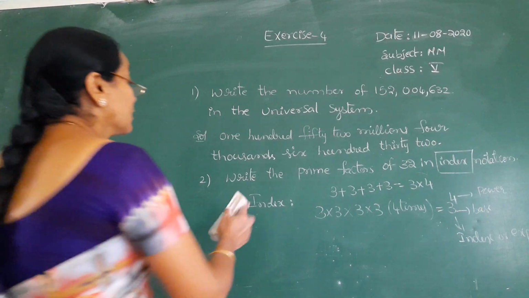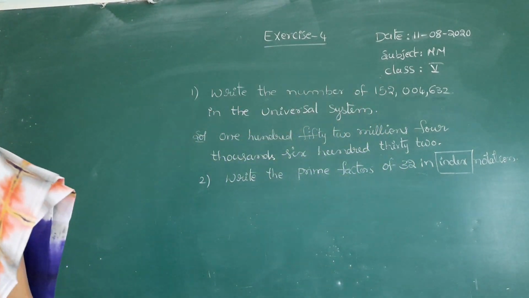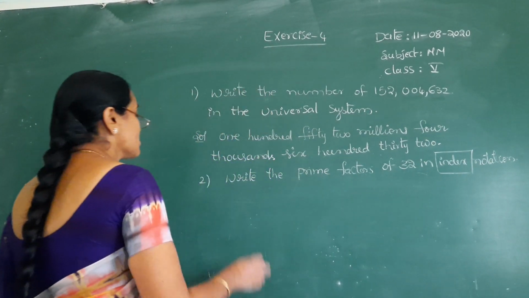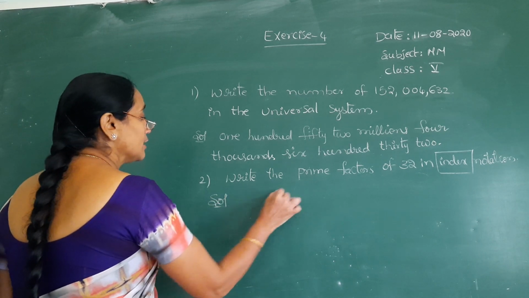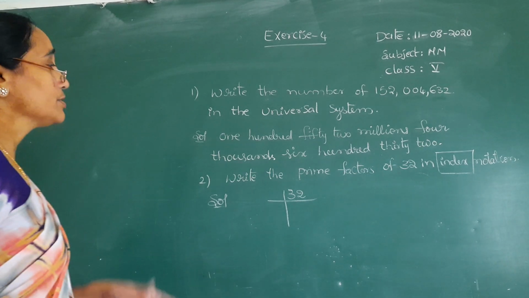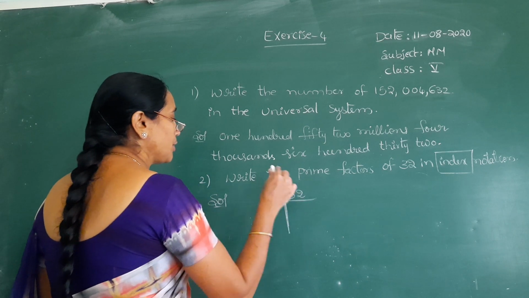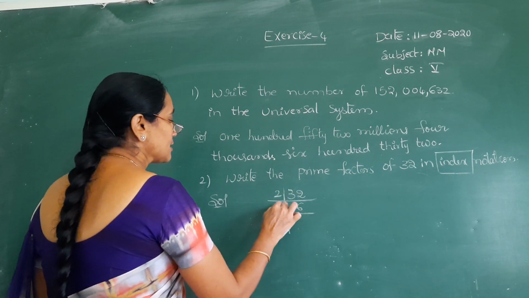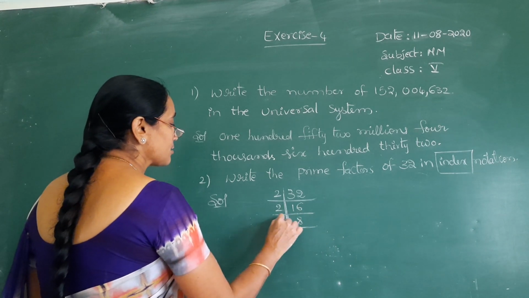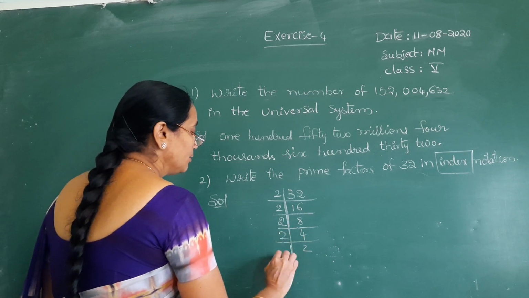Here they are asking for 32 in index notation, and they are asking to use only prime factors. So for that you have to do the long division. 32 is an even number, so it goes with the even prime. The only even prime is 2, so you divide by 2. 16 is also an even number, so divide by prime 2, it is 8. 8 is also an even number, so divide by 2.